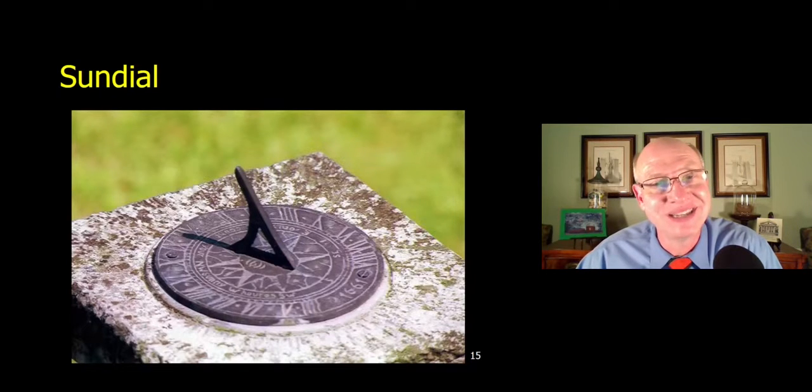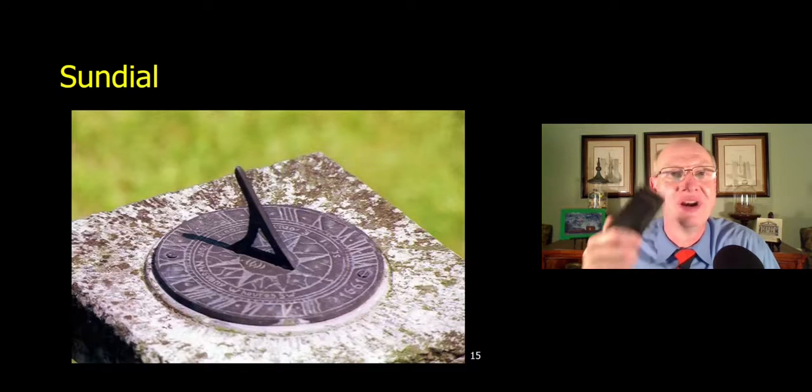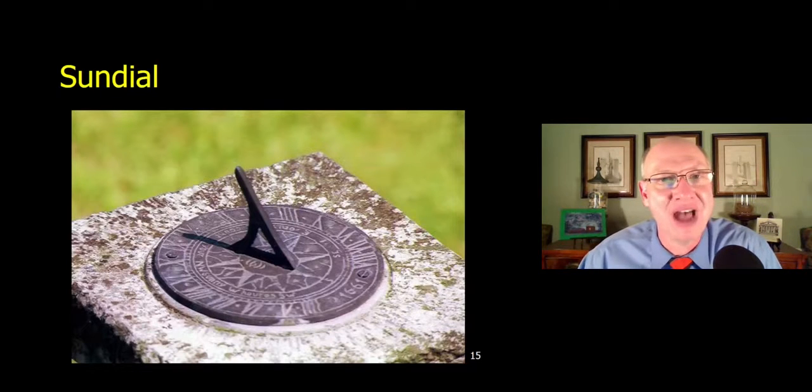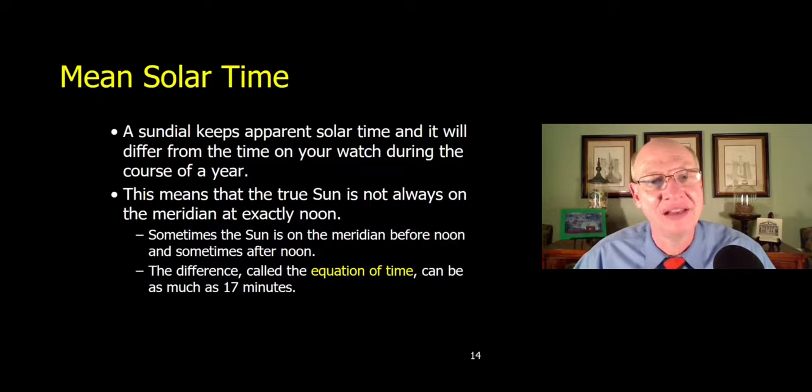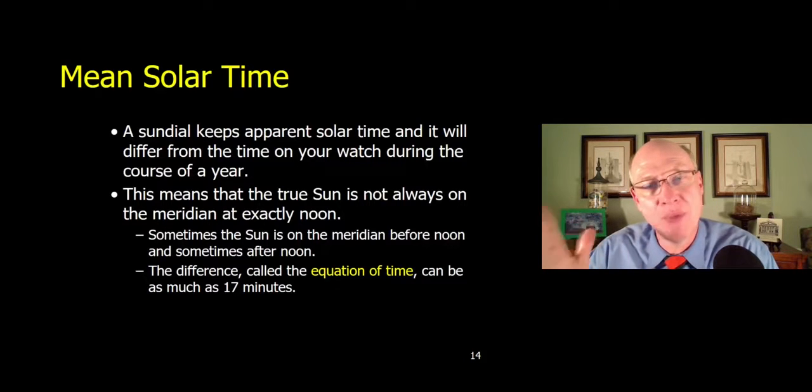And one of the reasons they're different from one another is your phone is keeping time according to the average sun, and the sundial is keeping time according to the actual sun. A sundial keeps apparent solar time. Your watch, your clock on your phone, is keeping mean solar time. And the sun is not always on the meridian at exactly noon. We call the moment that the sun is on the meridian solar noon.